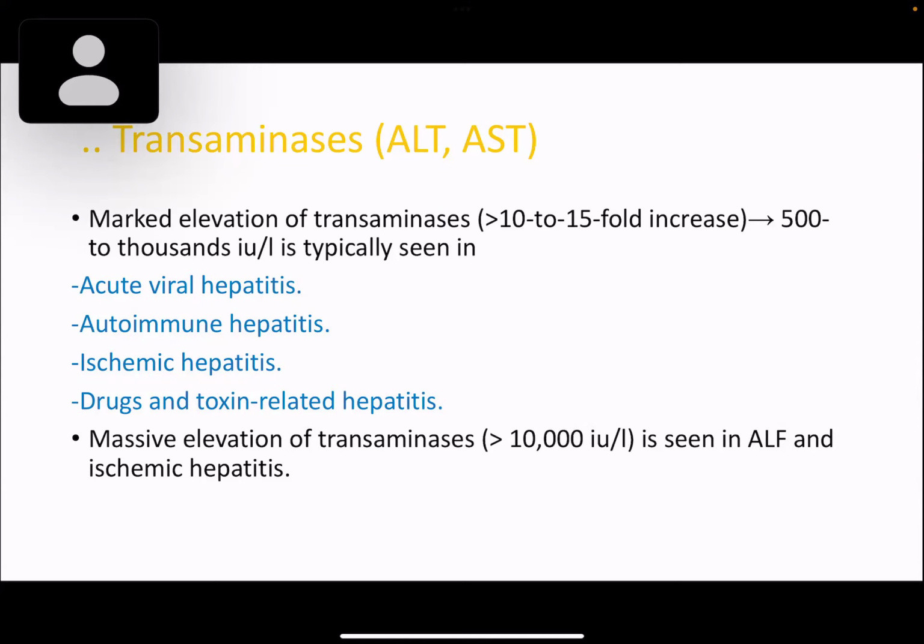While massive elevation of transaminases, elevation of more than 10,000 international units per liter, is a rare manifestation, it usually points to a severe liver injury, conditions that cause extensive hepatic injury or necrosis. And this is usually seen in those who have acute liver failure and ischemic hepatitis.